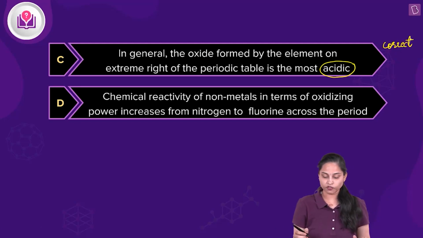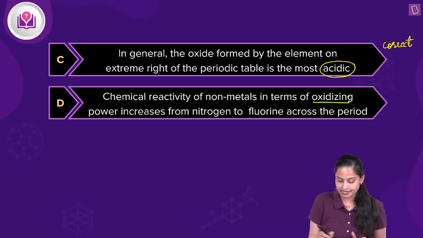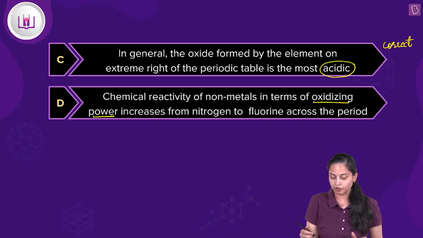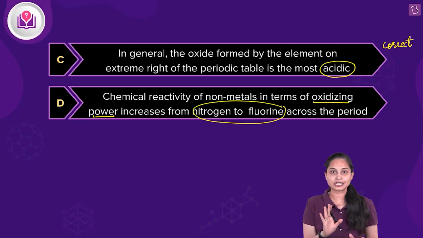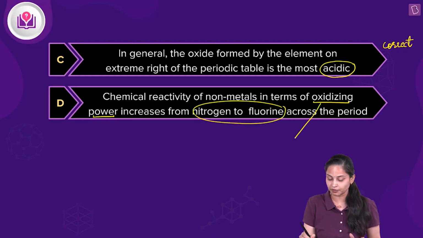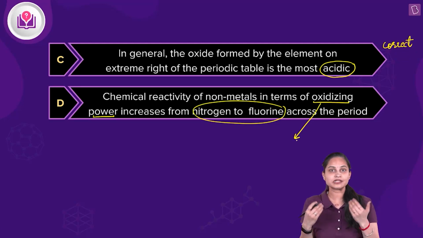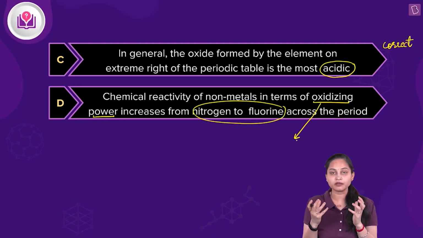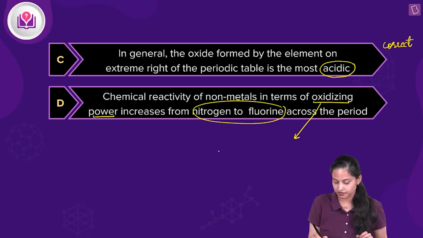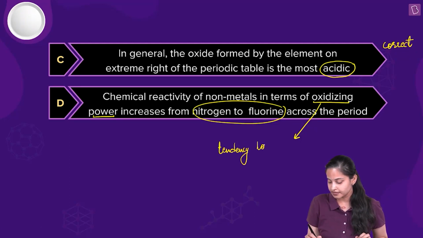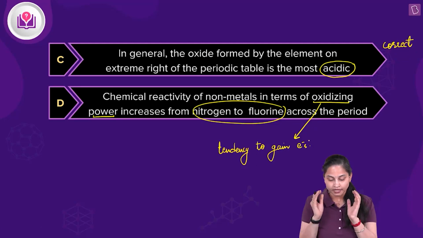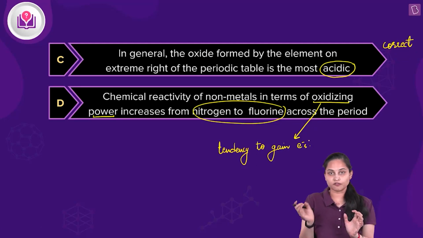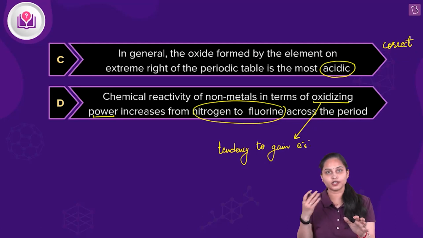chemical reactivity of non-metals in terms of oxidizing power increases from nitrogen to fluorine across the period. Before I tell you whether the statement is right or wrong, let me tell you what you mean by oxidizing power or oxidizing character. Oxidizing power means tendency to gain electrons.